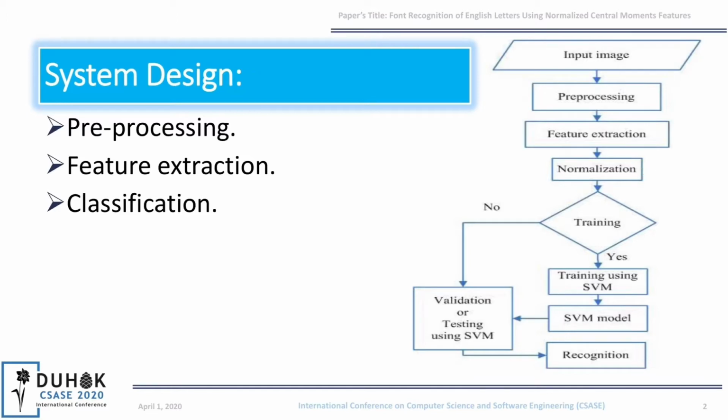To know the font class of a character image, the system must first be trained and the model of an SVM created. After creating a model, we will be able to know the class of the font of character images. For the recognition, we will go through this side and test the character image to recognize its font.